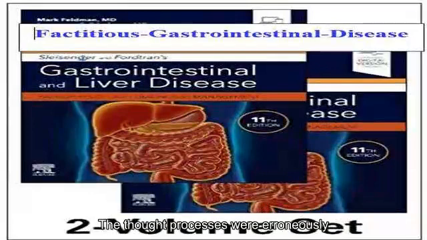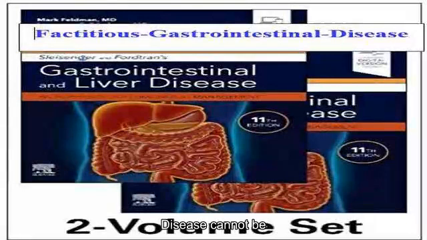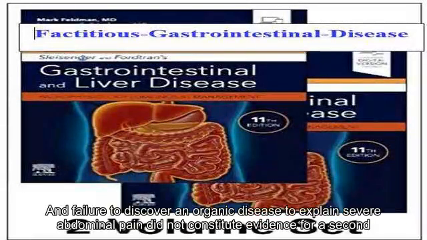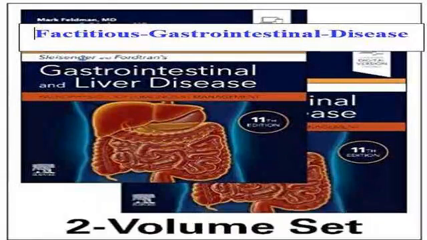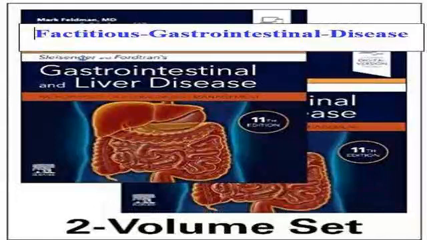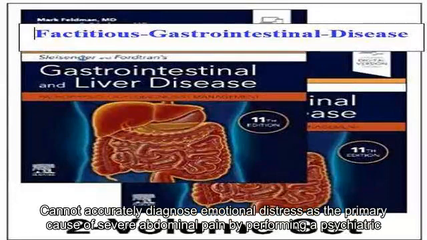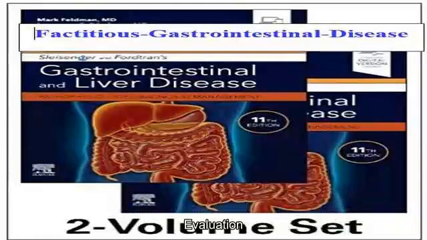The thought processes were erroneous for 2 reasons. First, physical or organic disease cannot be excluded with certainty, and failure to discover an organic disease to explain severe abdominal pain did not constitute evidence for a psychiatric etiology in this case. Moreover, there were no clues suggesting positive evidence for abnormal illness behavior. Although consulting a psychiatrist to help manage any associated depression may have been wise, the gastroenterologist should have known that a psychiatrist cannot accurately diagnose emotional distress as the primary cause of severe abdominal pain by performing a psychiatric evaluation.